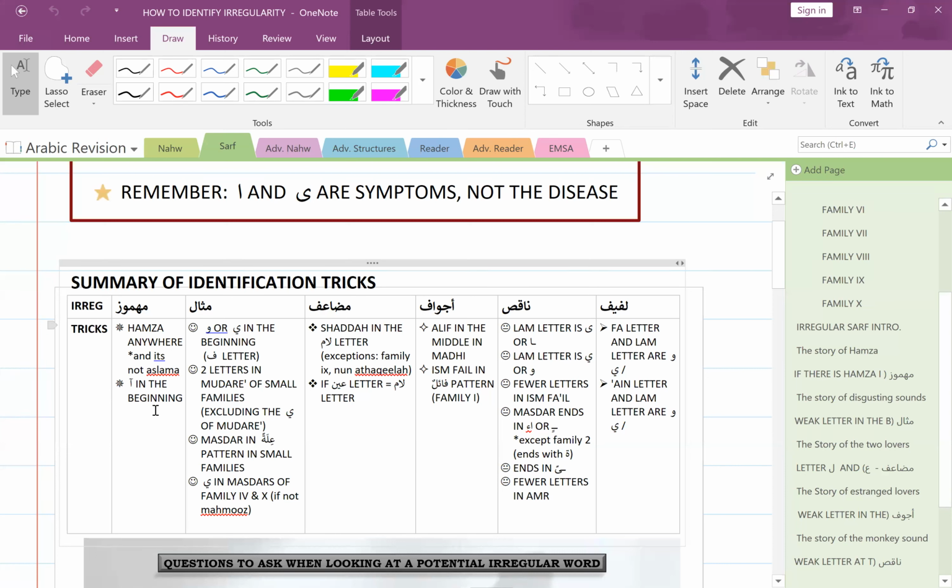First of all, when you're looking at mahmuz, if you see hamza anywhere, that's going to be mahmuz. If you see hamza in the fa letter, mahmuz al-fa. Hamza in the middle letter, mahmuz al-ain. Hamza at the end, mahmuz al-lam. Hamza is your telltale sign for mahmuz. It's even in the name, mahmuz.